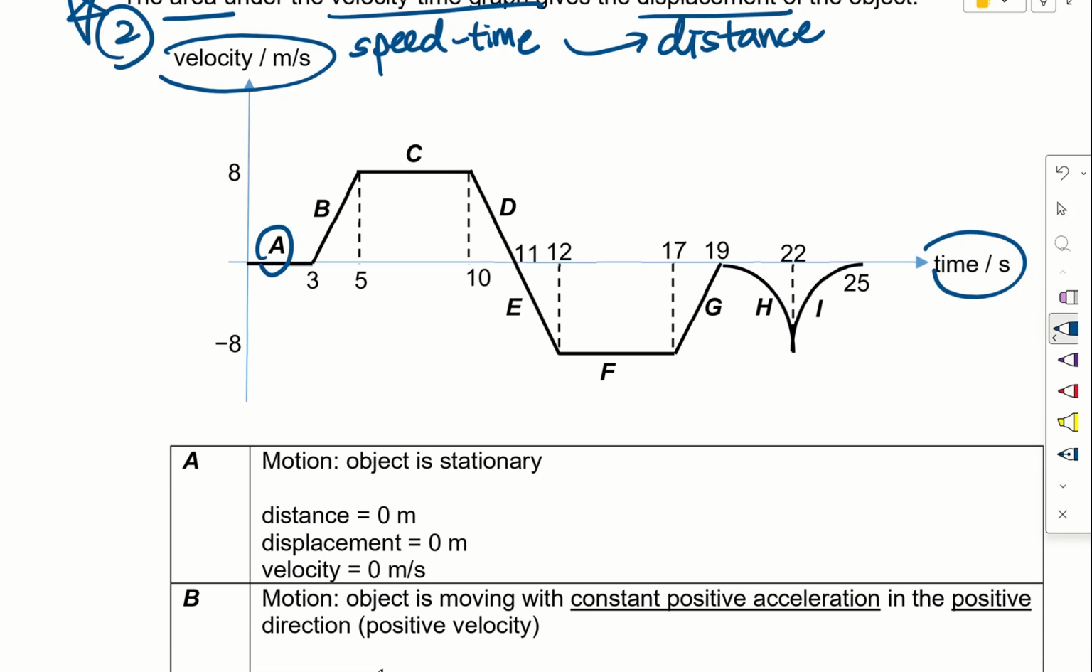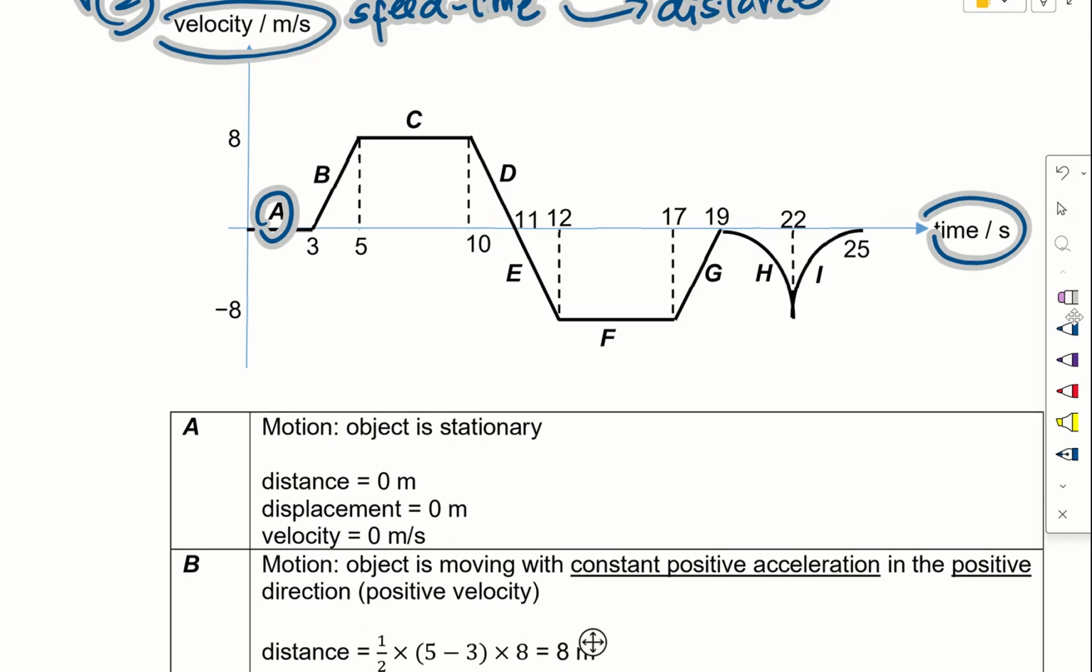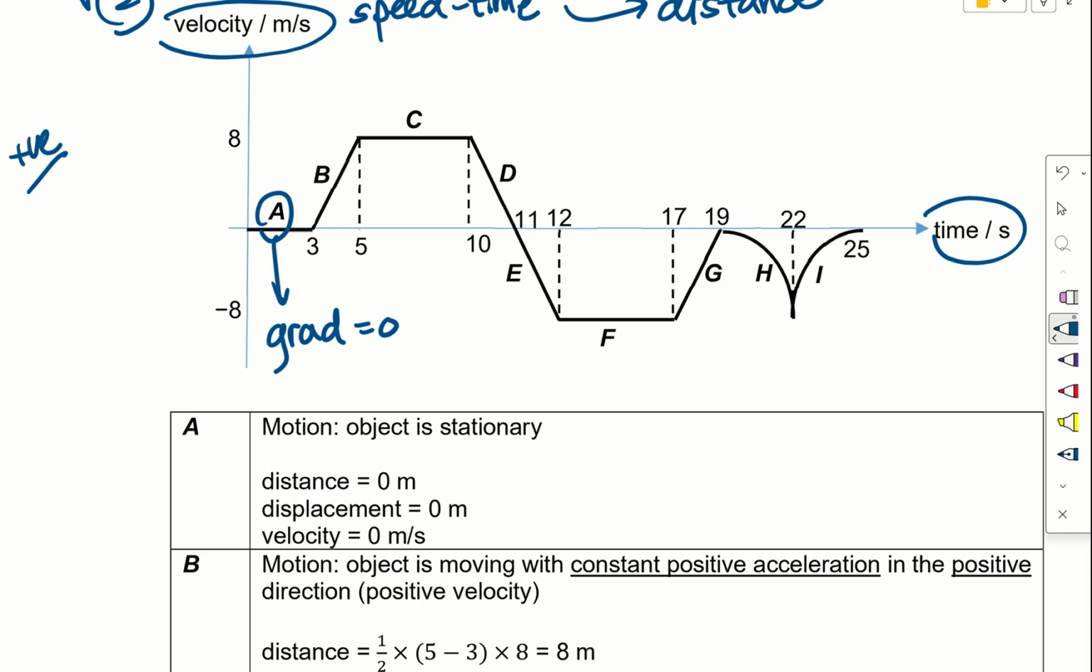For stage A, we see that the gradient is actually 0. Why is it 0? Because it is flat. Let's recap some of the concepts of gradient. So this is a positive gradient, this is a 0 gradient, and this is a negative gradient. They are all drawn with straight lines, so they are constant values, but for this flat line, we will say that the gradient is 0.